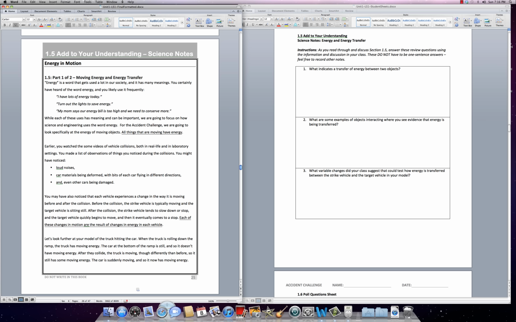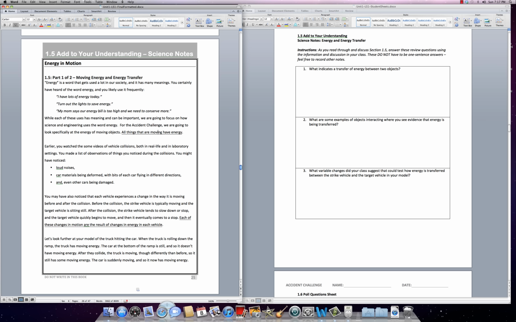Students are introduced to the term energy and are asked how their prior knowledge of this word relates to the context. Most of your students will probably use energy on a daily basis, such as "I'm tired, I don't have much energy," or "turn out the lights to save energy." In this section, the focus is for them to take the word energy and use it in the way that scientists and engineers use the word energy.